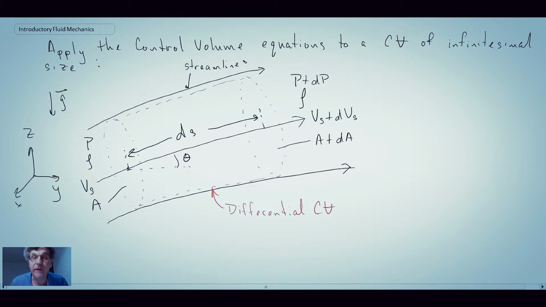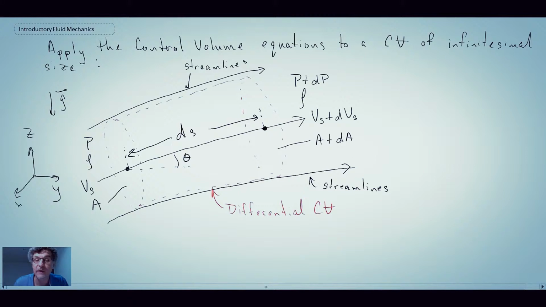So what we have here is a little differential control volume, indicated in red. This is a little differential chunk of fluid, and it is bounded by a couple of streamlines, one on the top and one on the bottom. And we're examining the change in the fluid as it goes from this point here to this point here, so the inlet to the exit.